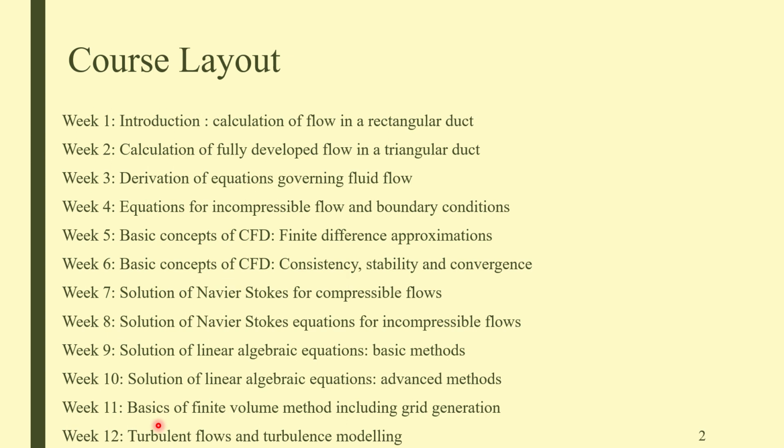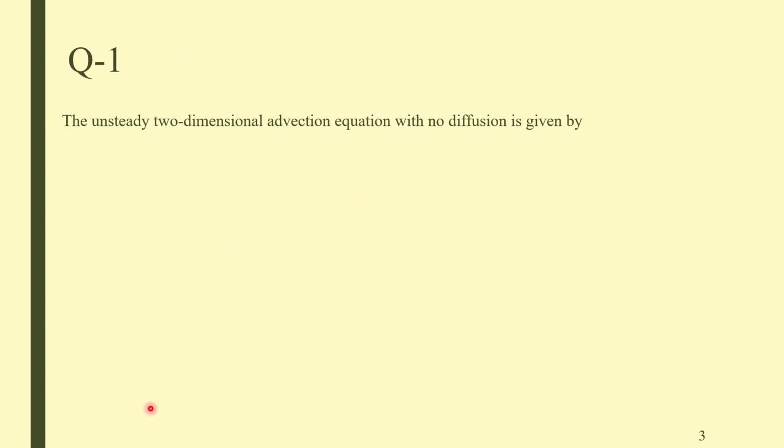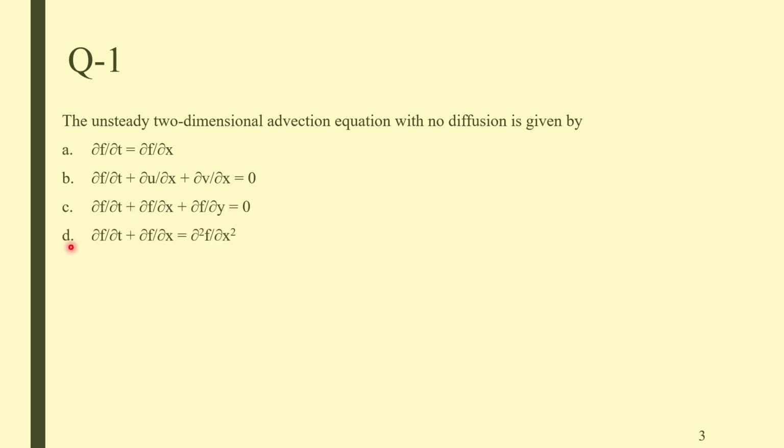Now we'll go to the problems for this week. The first problem is: the unsteady two-dimensional advection equation with no diffusion is given by option A, dou f by dou t is equal to dou f by dou x. Option B, dou f by dou t plus dou u by dou x plus dou v by dou x is equal to 0. Option C, dou f by dou t plus dou f by dou x plus dou f by dou y is equal to 0. And option D, dou f by dou t plus dou f by dou x is equal to dou square f by dou x square.